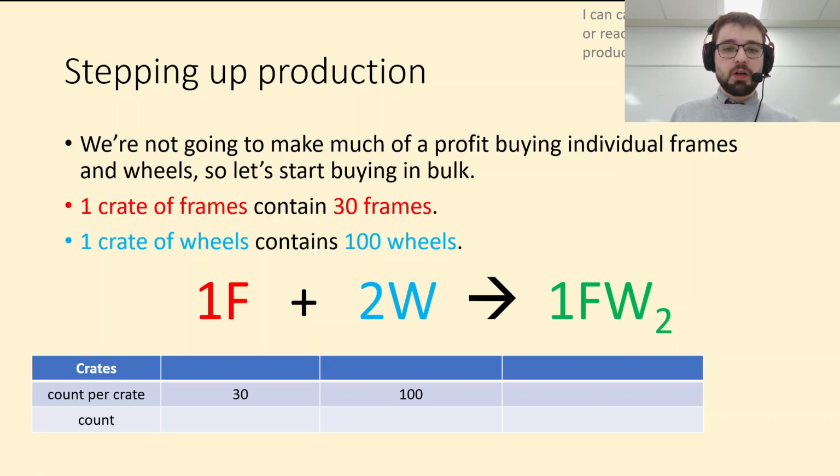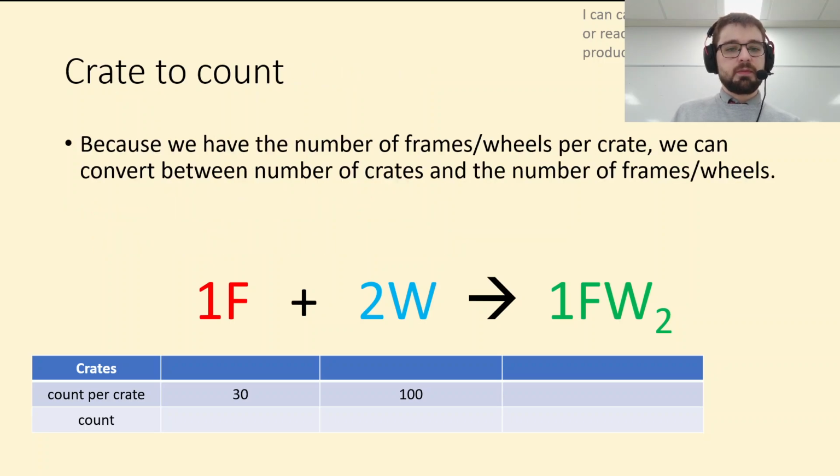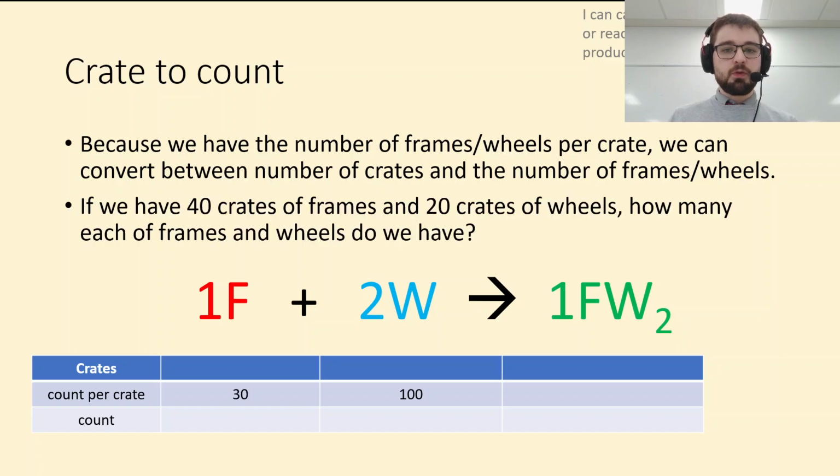And if we've got a crate of wheels, it's got 100 wheels in it. Okay. So what can we do with this? Well, if we know how many frames or wheels there are per crate, we can convert between the number of crates and the number of different things we've got going on there. So if we've got 40 crates of frames and 20 crates of wheels, we could calculate how many of each we have.